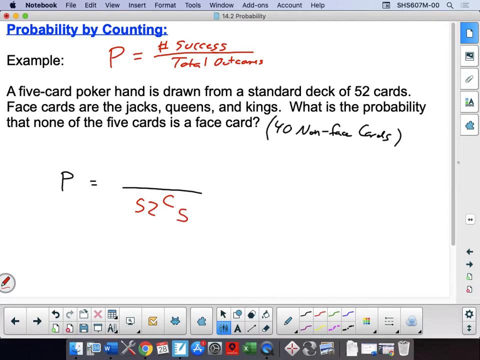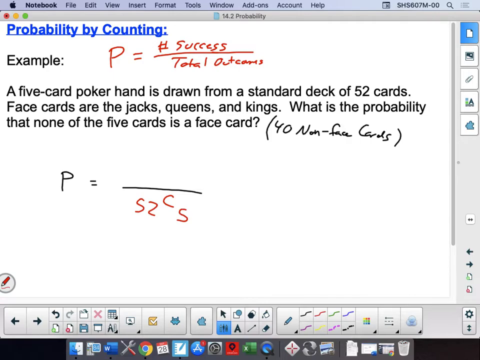5. This would tell you the total possible ways to get 5 cards out of 52. The question here though is, we just want what though? You told me this already. You just want the non-face cards. So 40 combination?